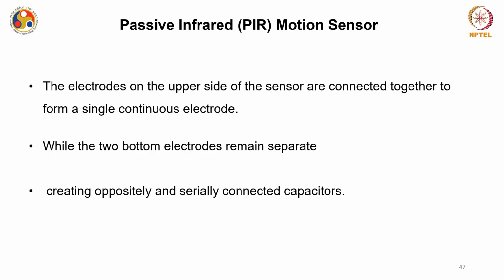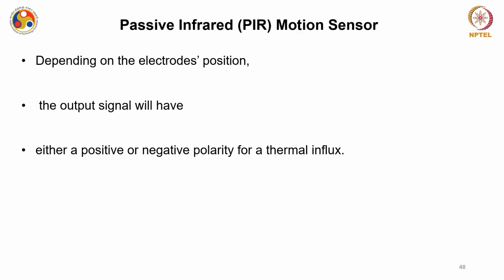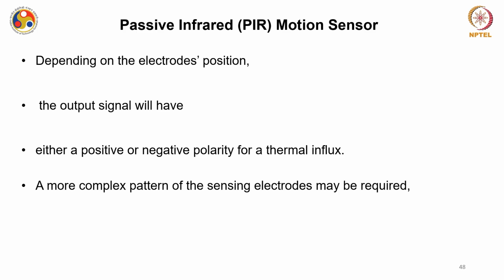This will create oppositely and serially connected capacitors. So you have two different capacitors which are oppositely charged and connected in series. Depending on the electrode's position, the output signal will have either a positive or negative polarity for the thermal flux. If you compare it with some threshold, the output can be either positive or negative.